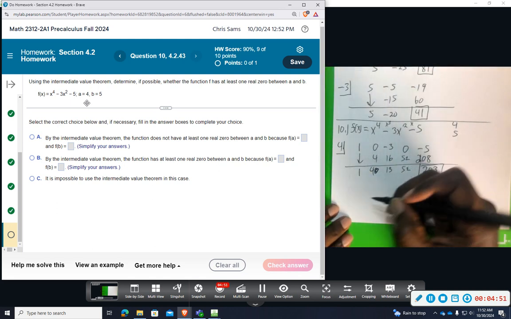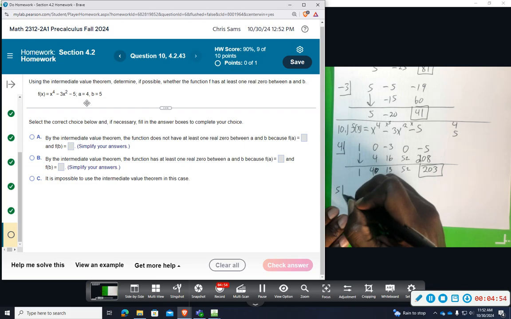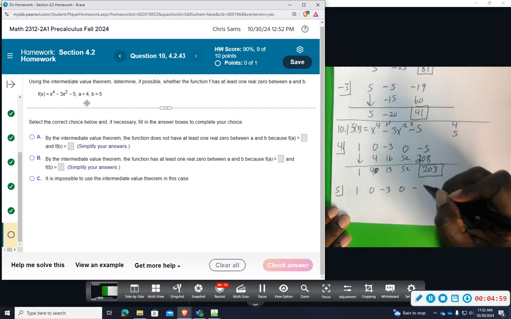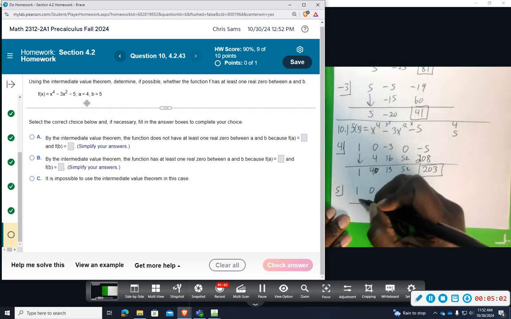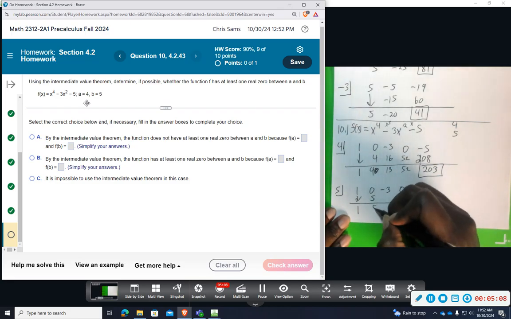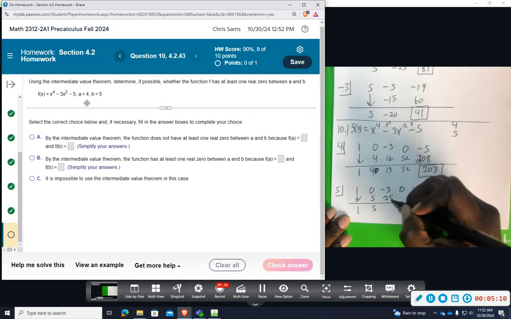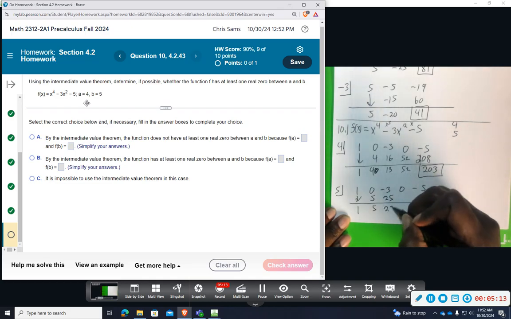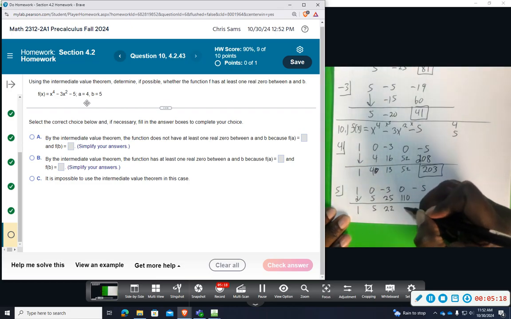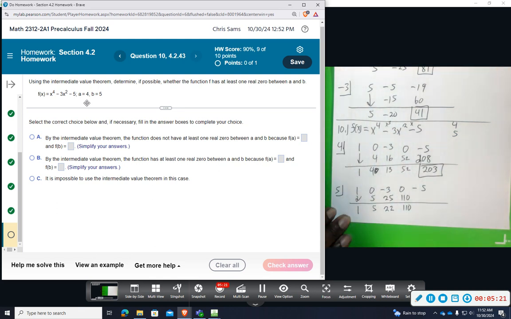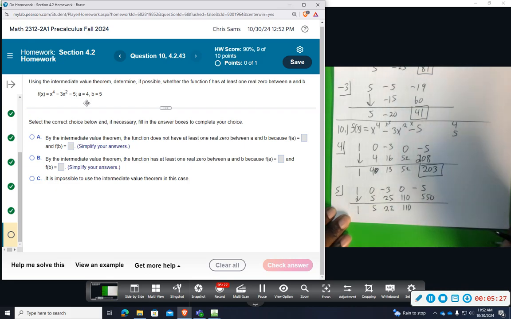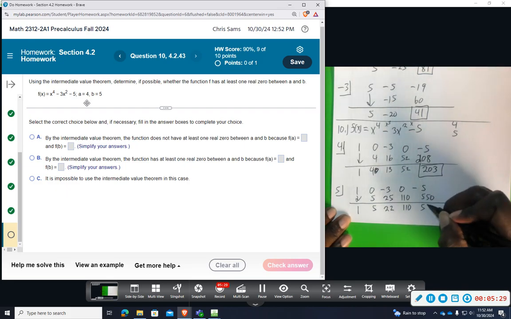And then I'm going to do the same thing with 5. 1, 0, -3, 0, -5. Straight down. 5 times 1 is 5. 5 times 5 is 25. Subtract, we get 22. 5 times 22 is 110. Add, we get 110. And then 5 times 110, 550. Add, and we get 545.